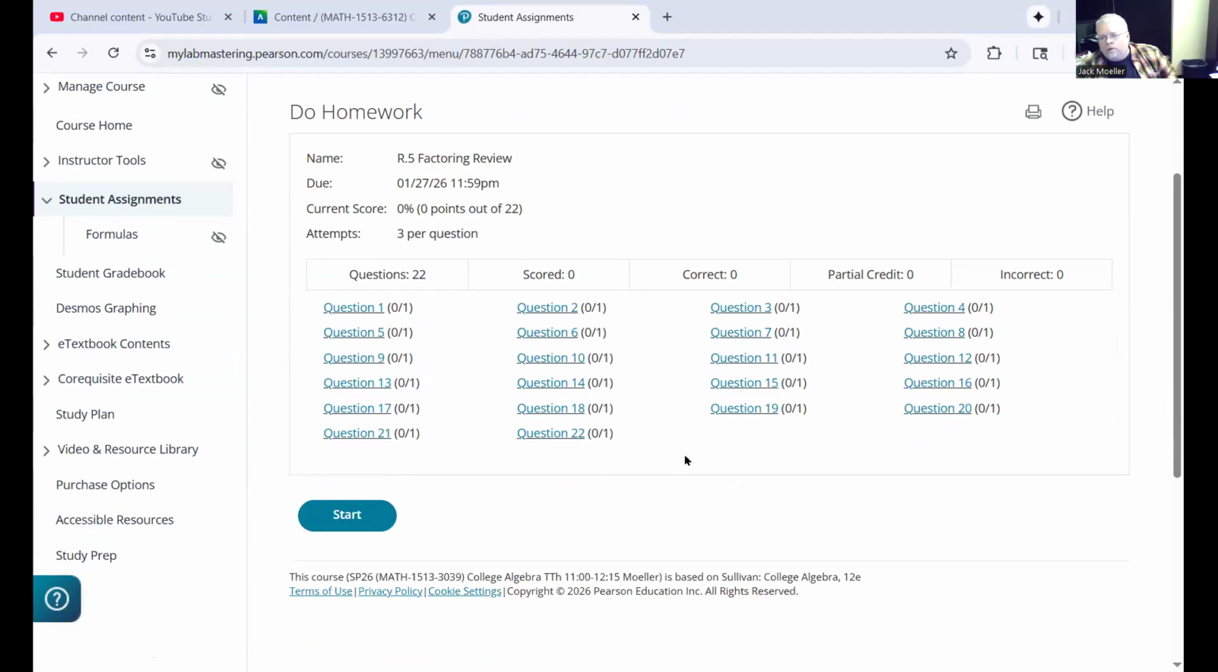All right, so R5 only has 22 problems, but expect this one to take you a little bit longer, particularly if you're rusty on the factoring. Let me see right quick how much we went through. Yeah, so question 8 in the homework starts with trinomials. So most of what we went through is questions 1 through 7 in the R5 homework. Okay. And so I always like to start kind of small.